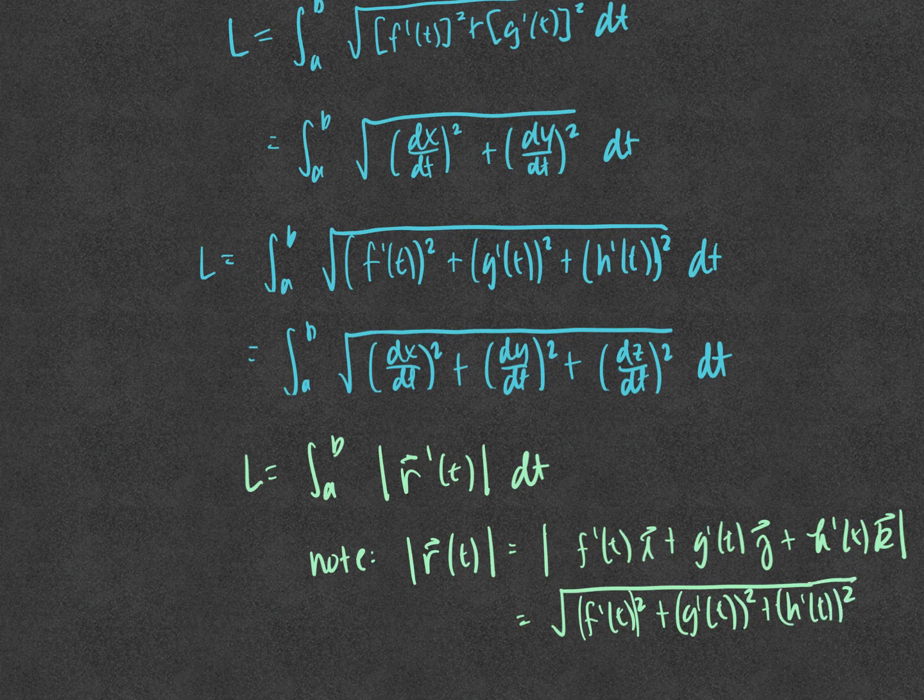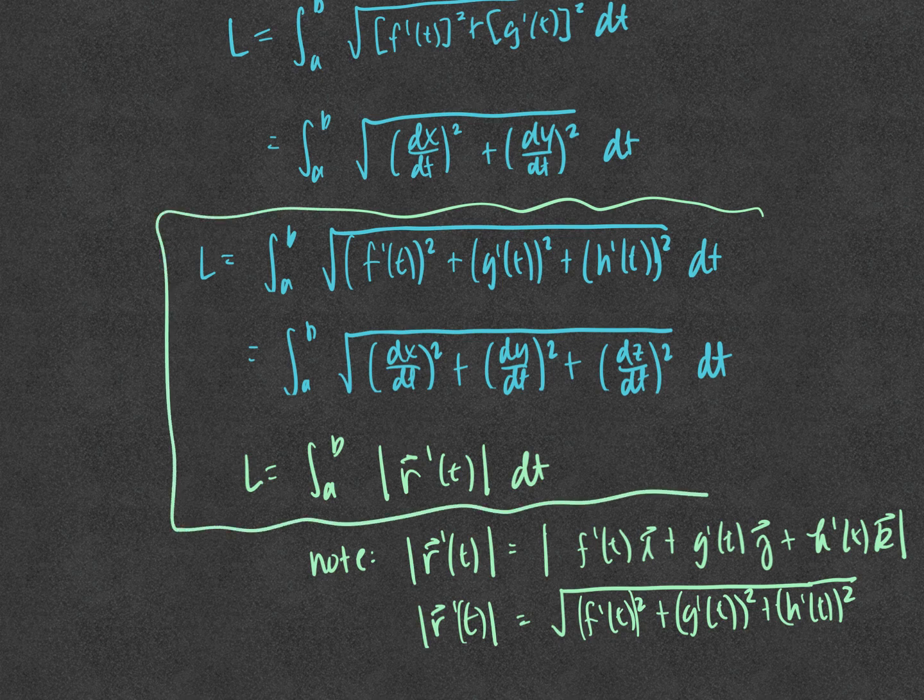So you can see how this length of the vector r prime of t equals that value. So these 3 notations, these 3 formulas are equivalent. You can use whichever one you prefer. I like the middle one. It's the one that I tend to use. So that's where we're headed with this video.